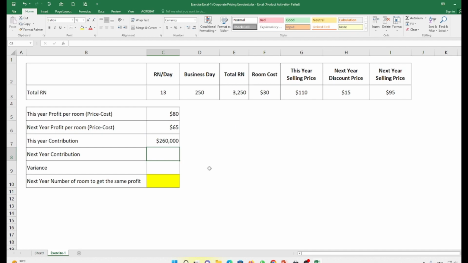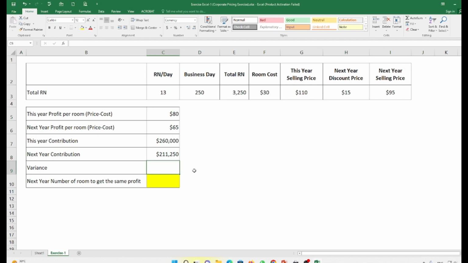Let's see next year's contribution. We do the same. The profit is only 65 for next year. They support 13 room nights per day, and then 250 business days. So next year the contribution will be down to 211,000, not 260,000 for the whole year for next year.